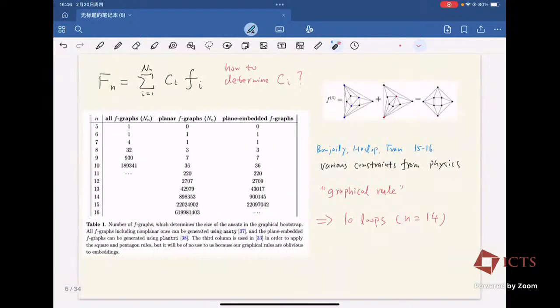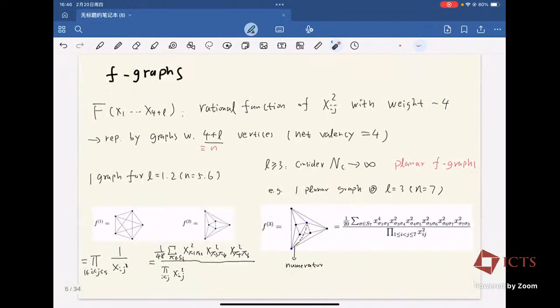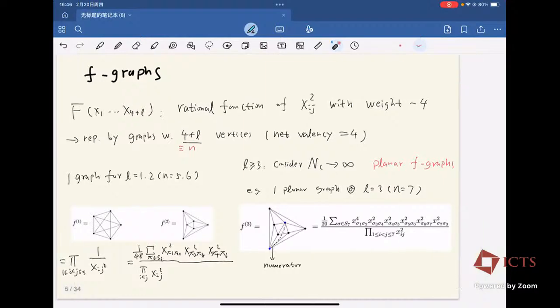Okay. So here comes the bootstrap question, right? Any n-point F graph, remember, this describes you the integrand of the 4-point correlator with n-4 loop insertions. It's just a linear combination of these F graphs with some coefficients. So the question becomes how to determine these coefficients. I mean, at 1, 2, 3 loops, it's just the overall coefficient that can be fixed to be 1.